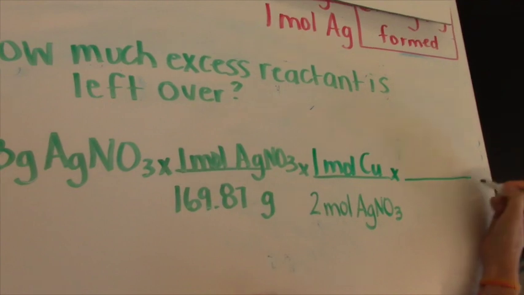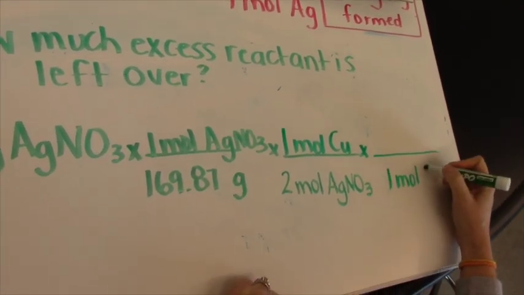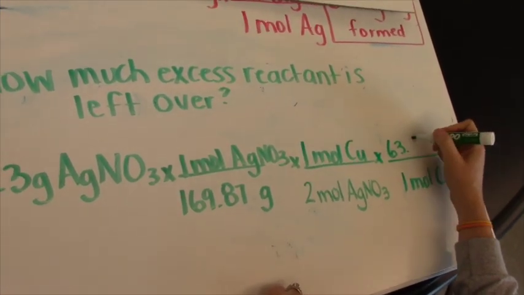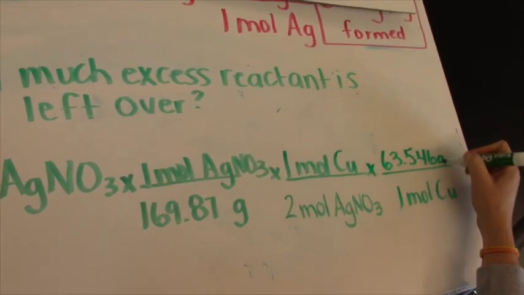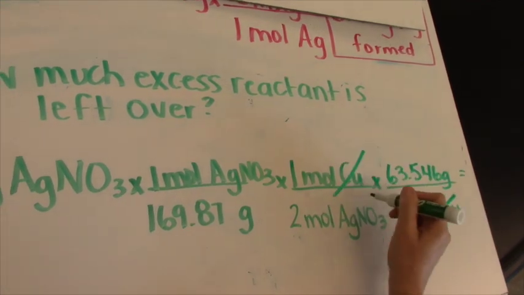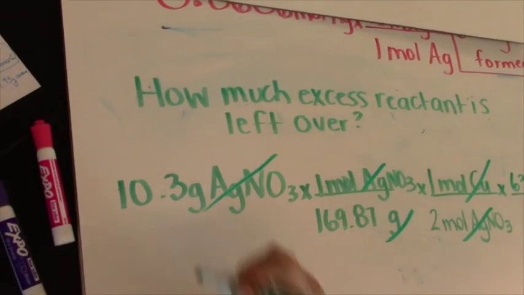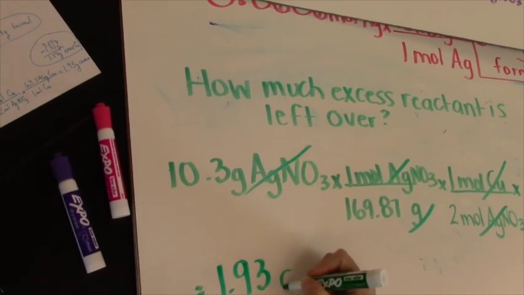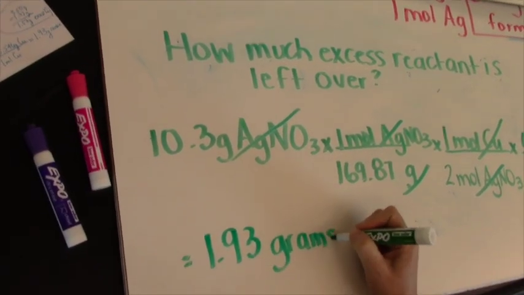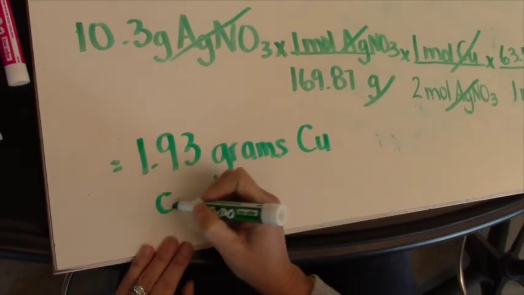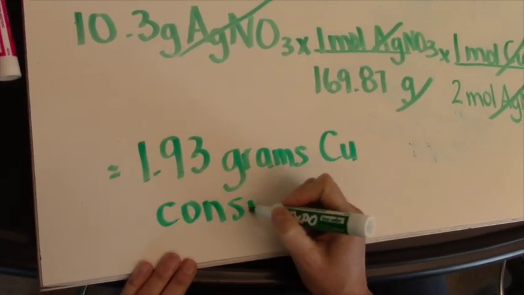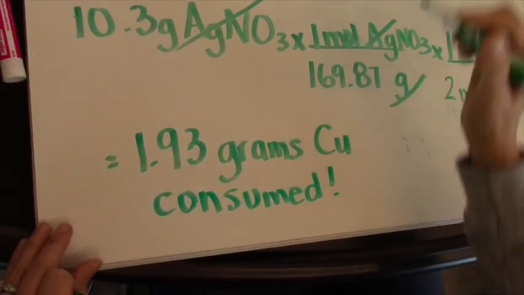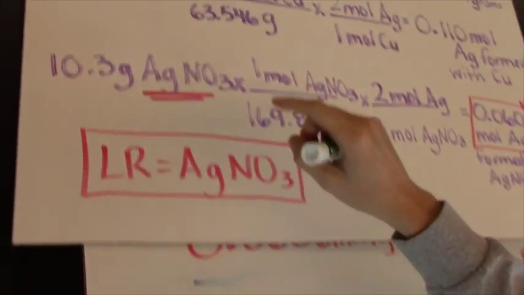Now I'm going to turn this over into grams of Cu. And the molar mass of copper from the periodic table is 63.546. Obviously my units will all convert the way that they should, and I should end up with grams of copper. So I have 1.93 grams of Cu. Now this is consumed. Should not have said left over there. That's consumed. So 1.93 grams of copper have been consumed.